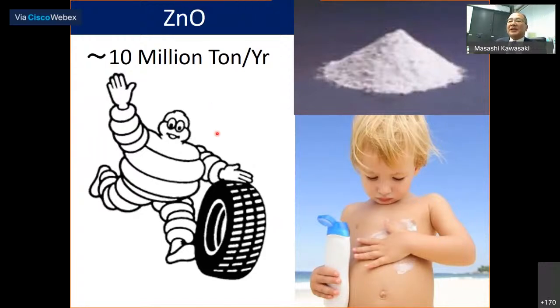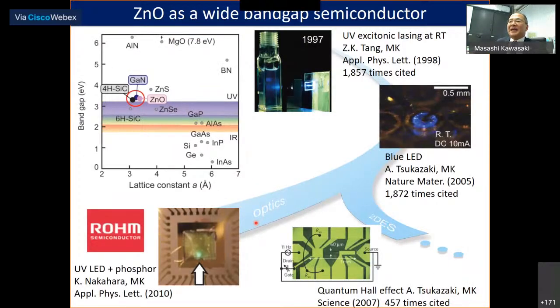Zinc oxide is a white powder, and people use it in sunscreen. It is also used in automobile tires to make the rubber harder. I have been working on zinc oxide for a quarter century, and in the 90s we realized that nice zinc oxide thin films can generate exciton-related laser emission in ultraviolet light, even at room temperature.